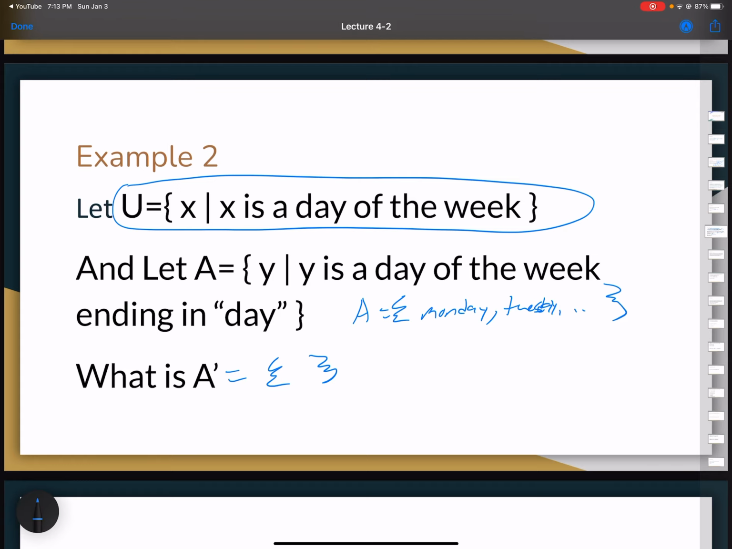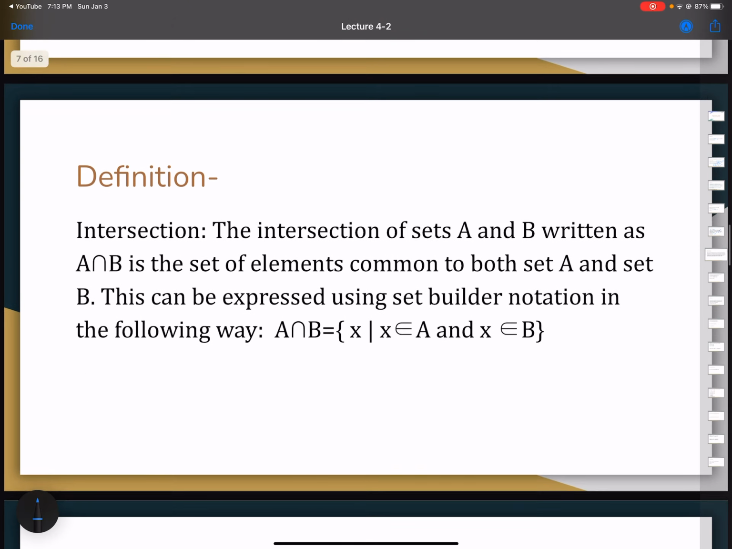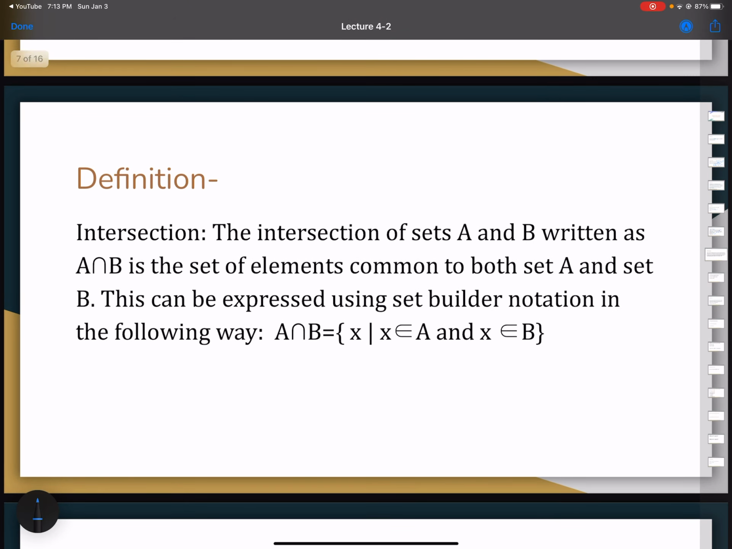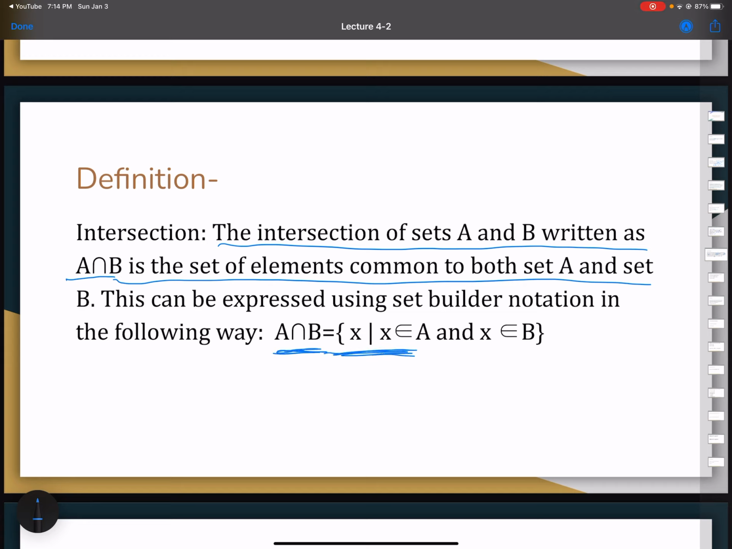Cool. And now we'll define a couple operations. These operations are a little straightforward, but they're a little weird to use, so we'll play with them just a bit. We have the intersection. The intersection of sets A and B, written as A with a big N, B, is the set of elements common to both sets A and B. This can be expressed using set builder notation as A intersect B is equal to x given that x is in A and x is in B.